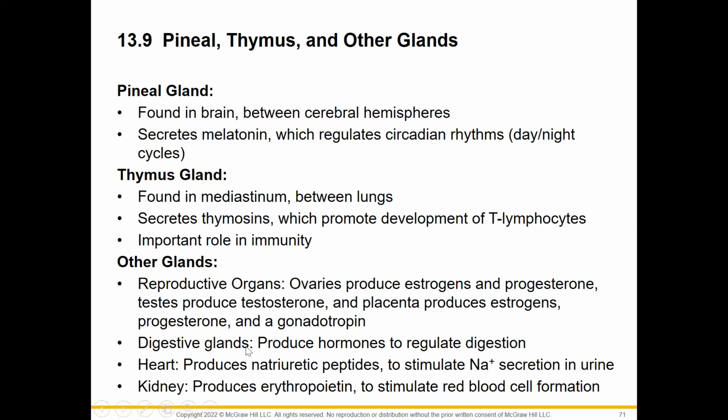You have the digestive glands. The digestive glands will produce hormones that regulate digestion. Now, when we talked about digestion before, especially when we were talking about the pancreas, we called those exocrine because those were enzymes that were secreted through a duct to a bodily surface, specifically the small intestine, to actually help digest food. When we talk about digestive glands here, we're actually talking about hormone production. So these glands are producing hormones that go into the bloodstream and they actually regulate the digestive process itself.